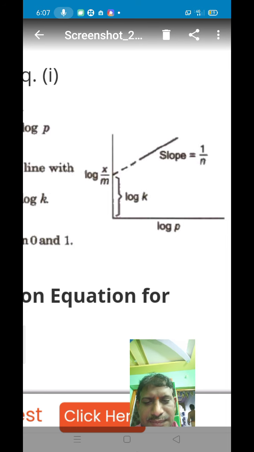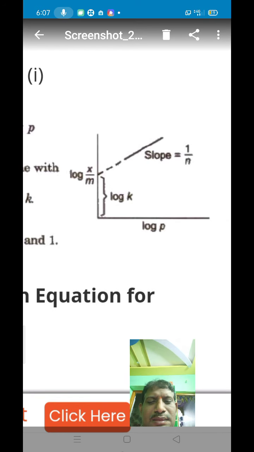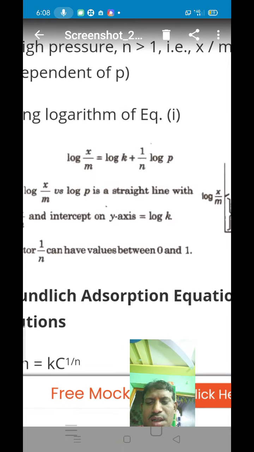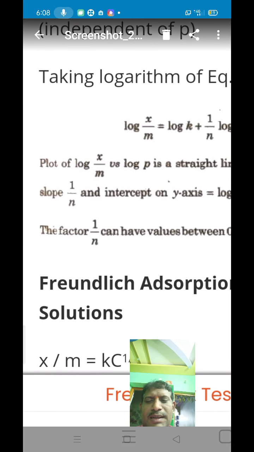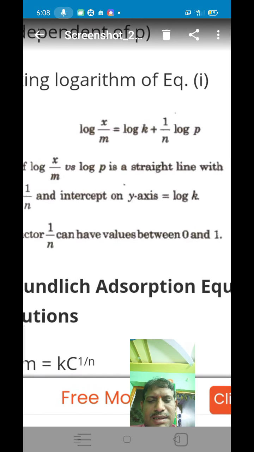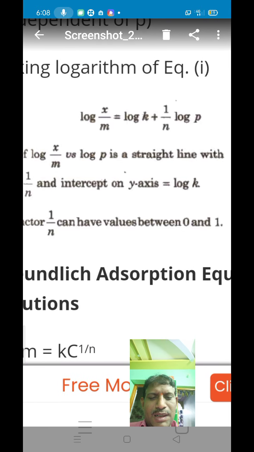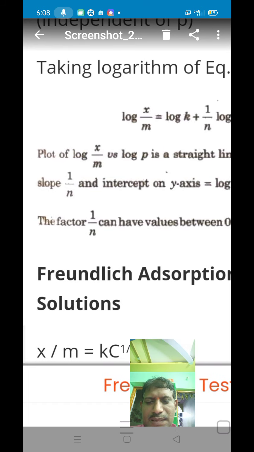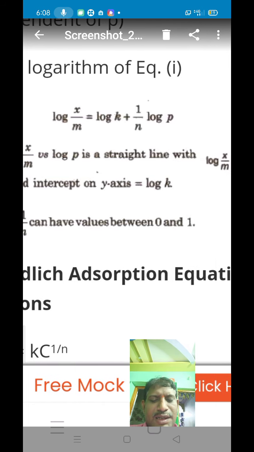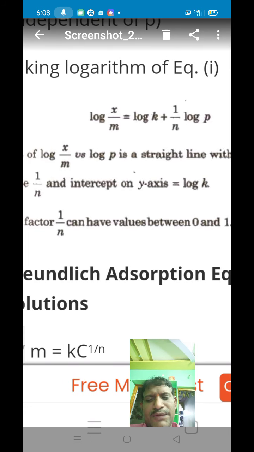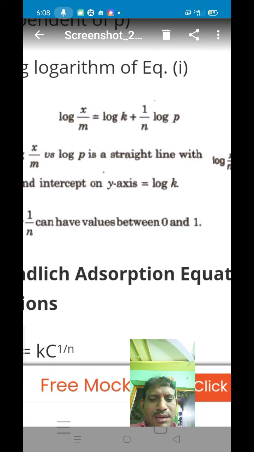It hits the y axis at some point. In this graph, the slope is equal to 1 by n and the y intercept is equal to log k. That means if we plot a graph between log x by m versus log p, we get a straight line with slope 1 by n and intercept on the y axis equal to log k. The factor 1 by n can have values between 0 and 1.